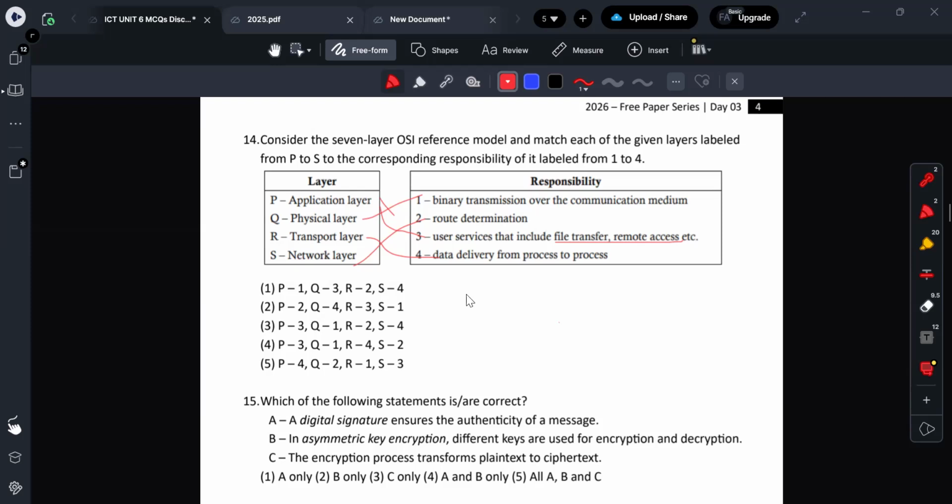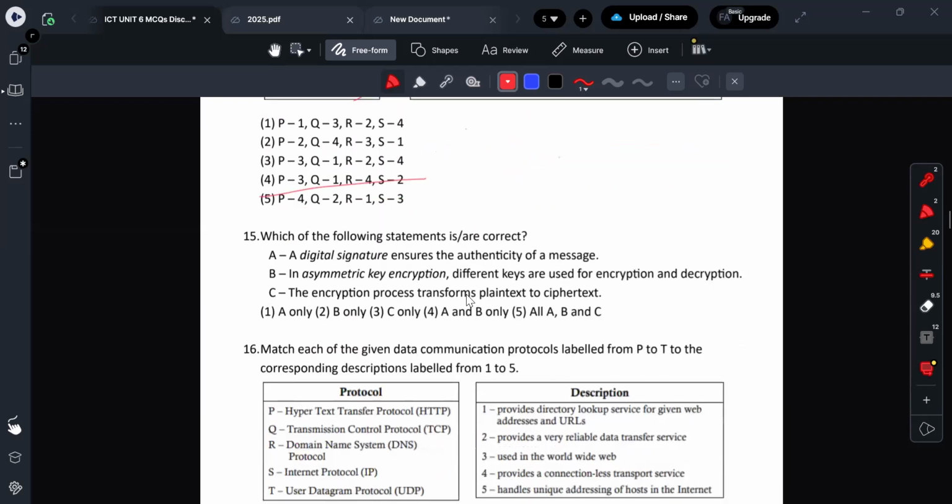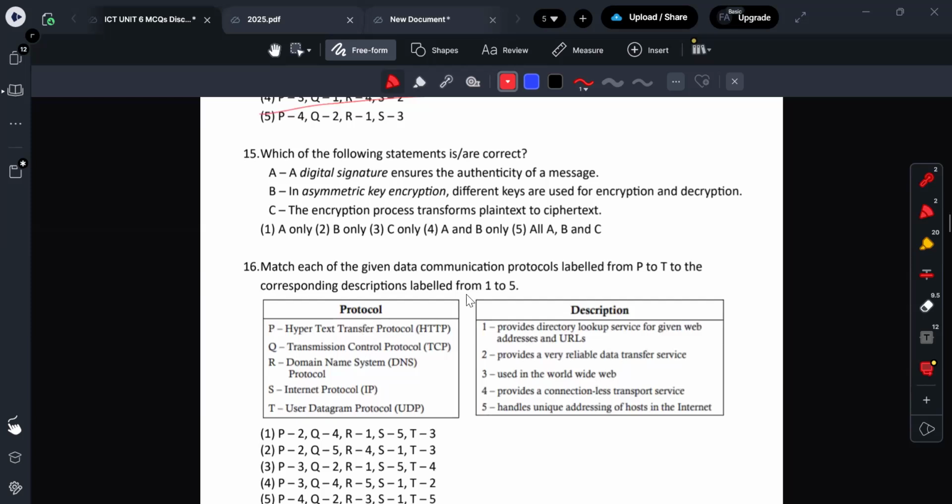So what does it do? It manages data routing across different networks. What does it determine? The best physical path for the data to take from the source to the destination. So simply it does the routing and IP addressing part. When you match all these, the option would be option number 4. Clear now? So see, study this well. And then again, we have on the encryption. So a digital signature ensures the authenticity of a message.